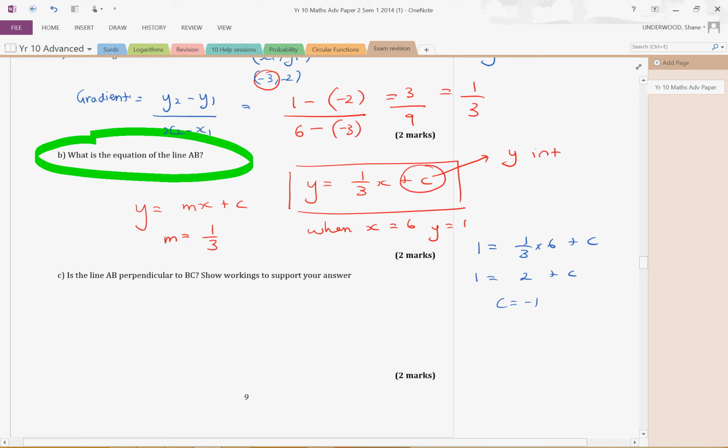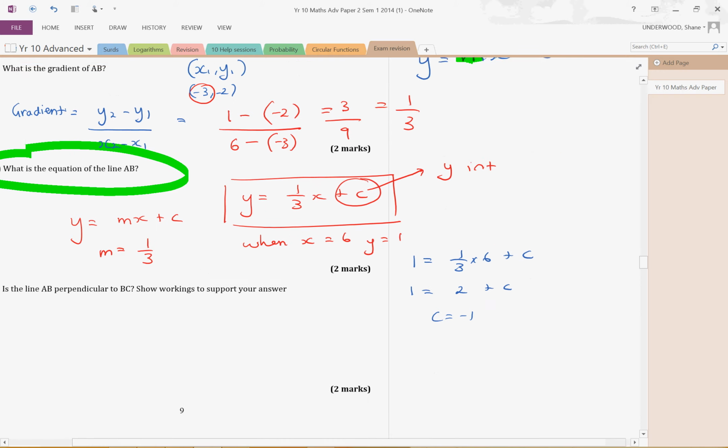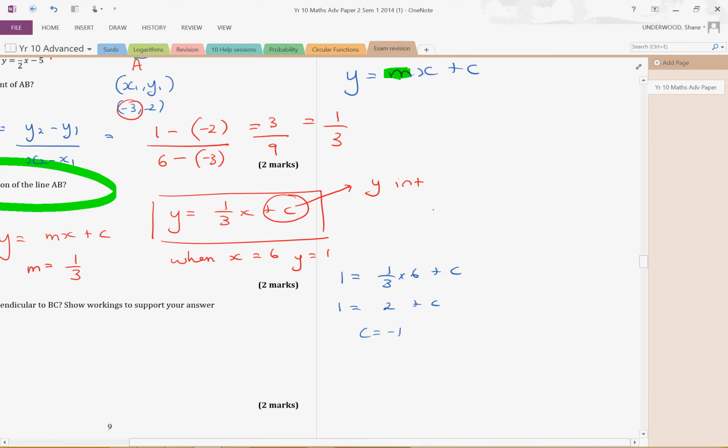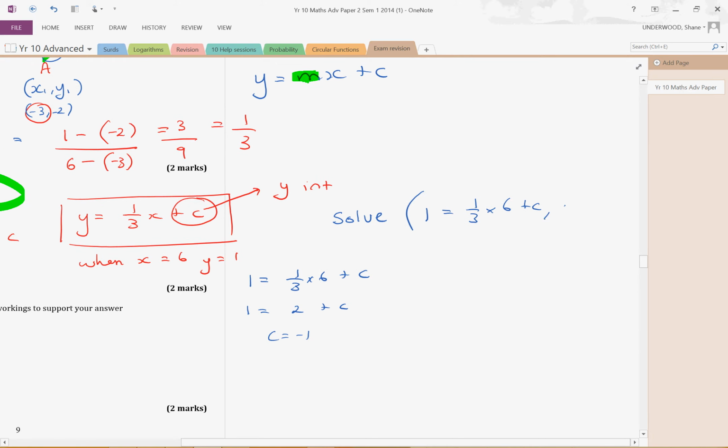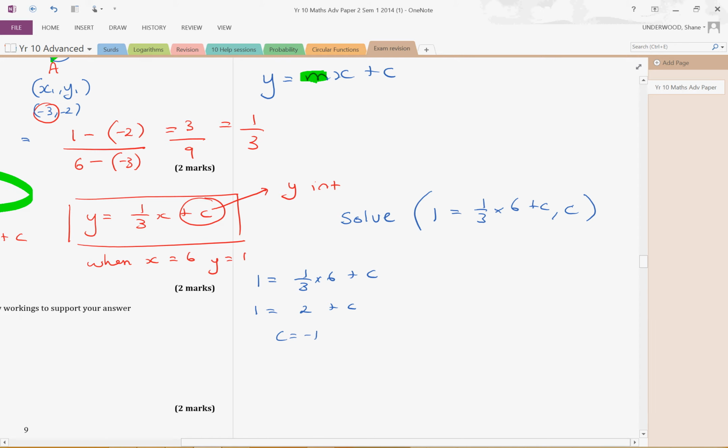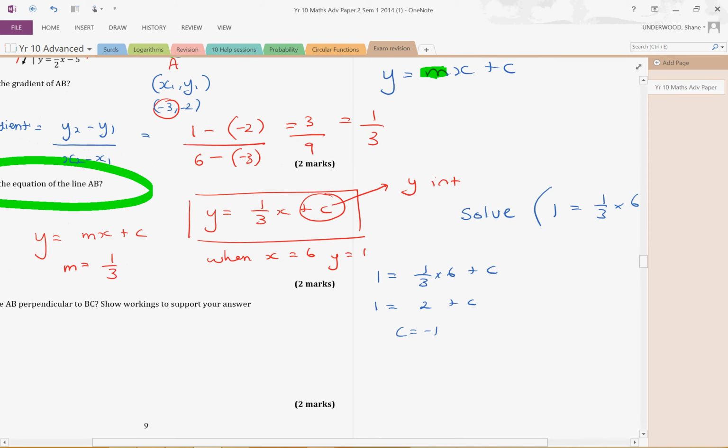And guess what? You have a graphics calculator. You didn't even need to do that. If you like, you could have said solve 1 is equal to 1/3 times 6 plus c. If you were really lazy, you could have done it that way. But I know it's pretty straightforward. So therefore your equation is y equals 1/3 x plus 1. No, minus 1. Okay, and that's your equation.